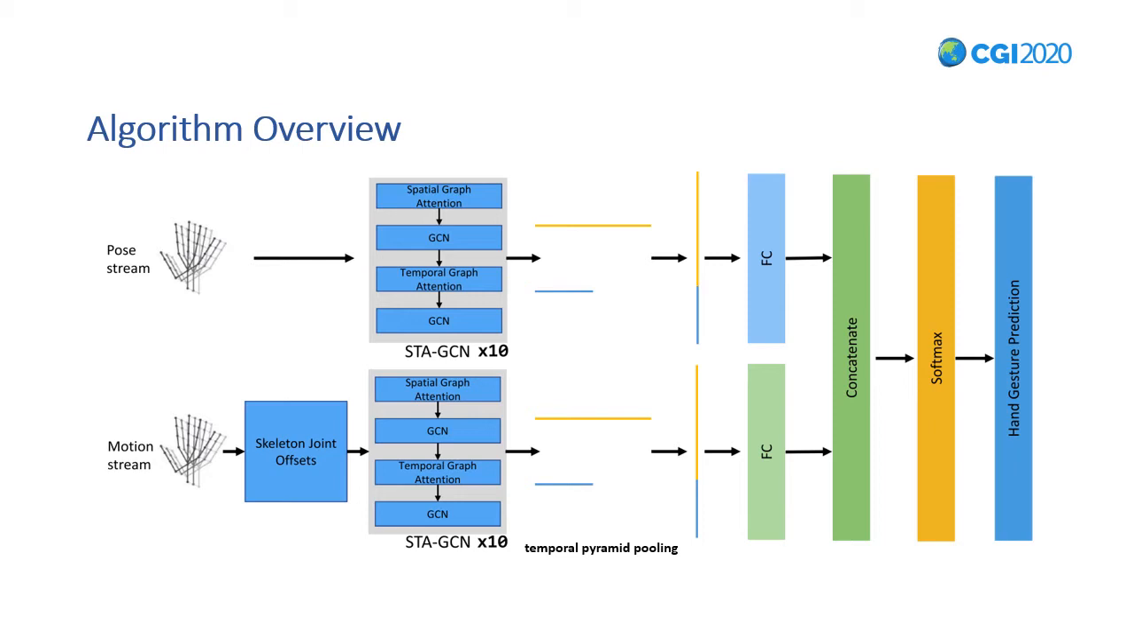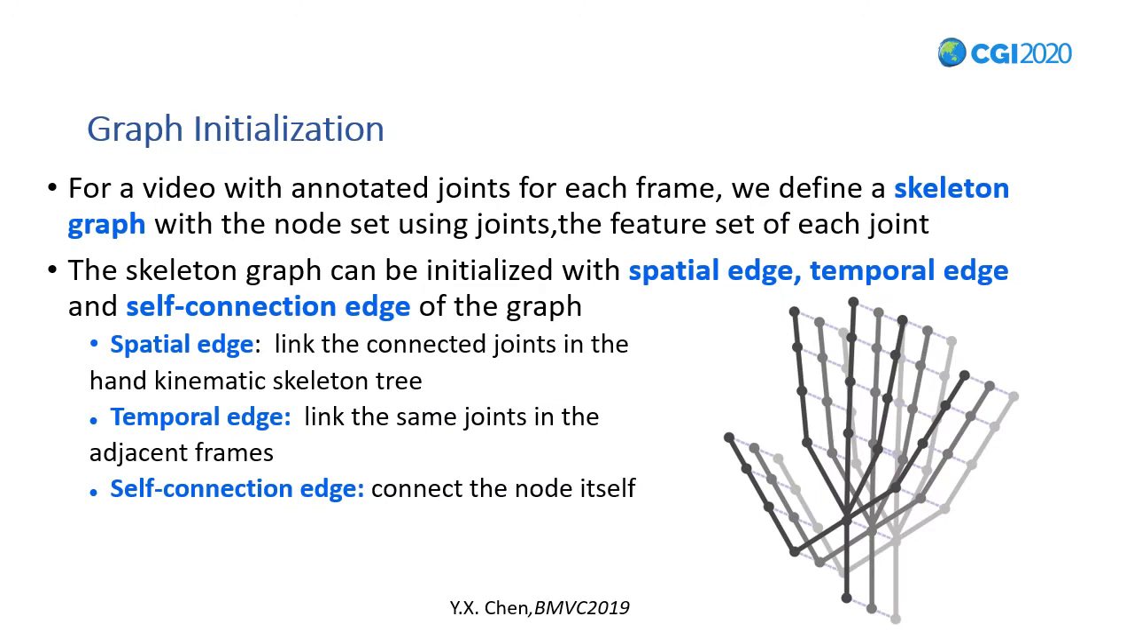Here's a detailed introduction of the proposed method. The figure illustrates our graph initialization. We initialize spatial edge, temporal edge, and self-connection edge of the graph. The spatial edges connect different joints in the same frame. The temporal edges connect the same joints in adjacent frames. The self-connection edges connect the node itself.